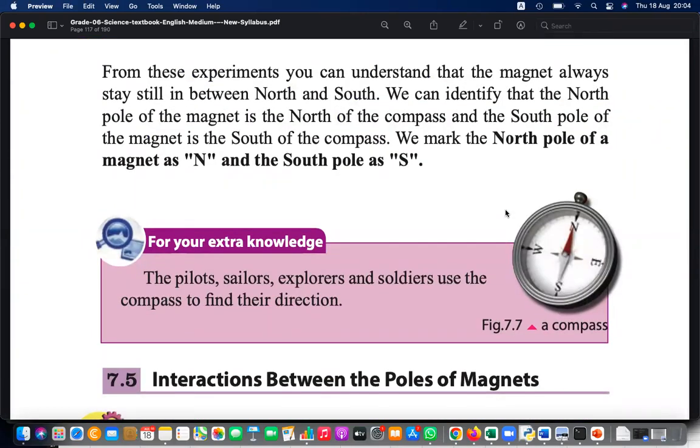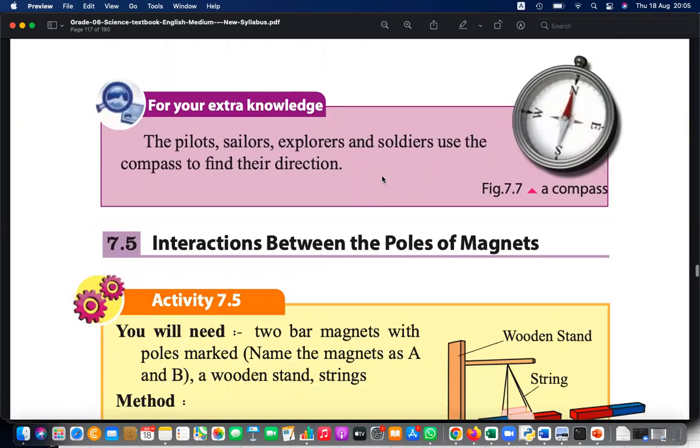Pilots, sailors, explorers, and soldiers used to find direction using a compass. The compass is also created using a magnetized strip of, maybe iron or steel. You can just magnetize it and use it to find the direction. A compass also shows the North Pole and the South Pole, right?